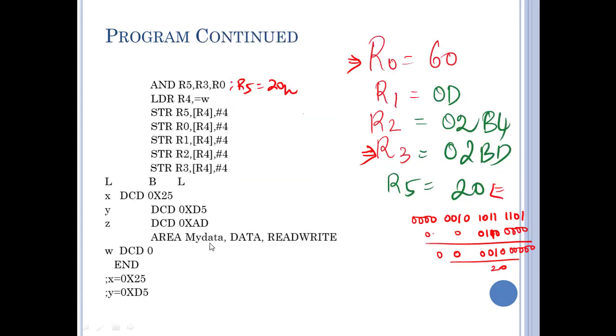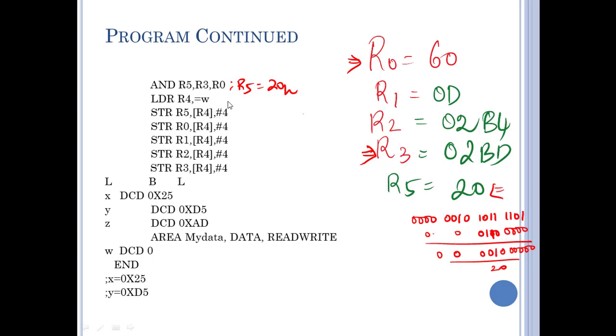Now we are pointing to read write memory here. I am taking W, define constant double word, initialize that to 0. Before taking this, I am defining the RAM memory. AREA my data, read write memory is your RAM memory, where your result will be saved. So get your W address, the result address, in R4. Now R4 has your RAM address. Store your R5 value, which is 20H, at R4.